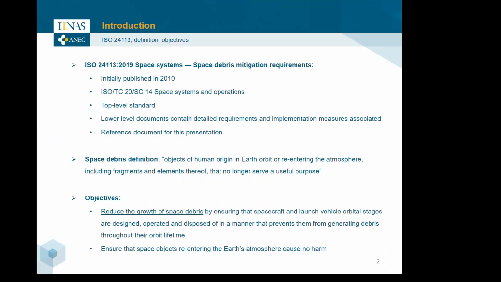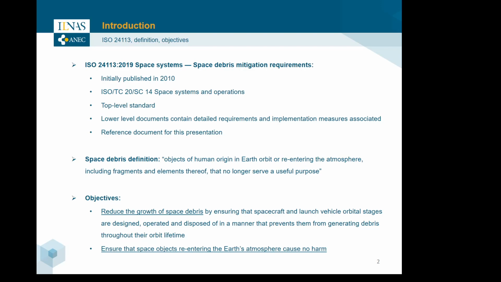In that frame, there is a reference document, which is the standard ISO 24113 Space Debris Mitigation Requirements. It was initially published in 2010 and is today at its third version from 2019, which is currently being revised. The subcommittee ISO TC20 SC14 Space Systems and Operation is responsible for this standard. This document is a top-level standard setting general requirements that are then detailed in lower-level documents which focus on specific aspects of the reference standard.